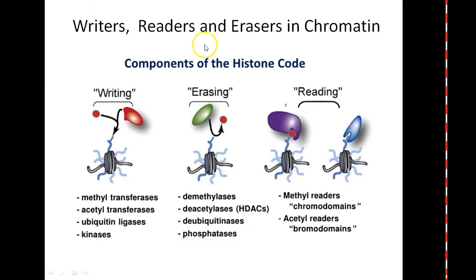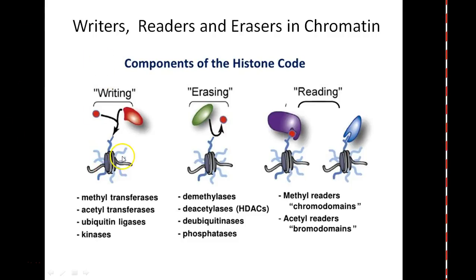So writers, readers, and erasers in chromatin. And I really like this figure because it kind of puts everything together. So we've talked about the histone code, components of the histone code. We talk about the modifications, and that those modifications are placed on the histone tails at specific places, and those modifications are placed by specific enzymes.